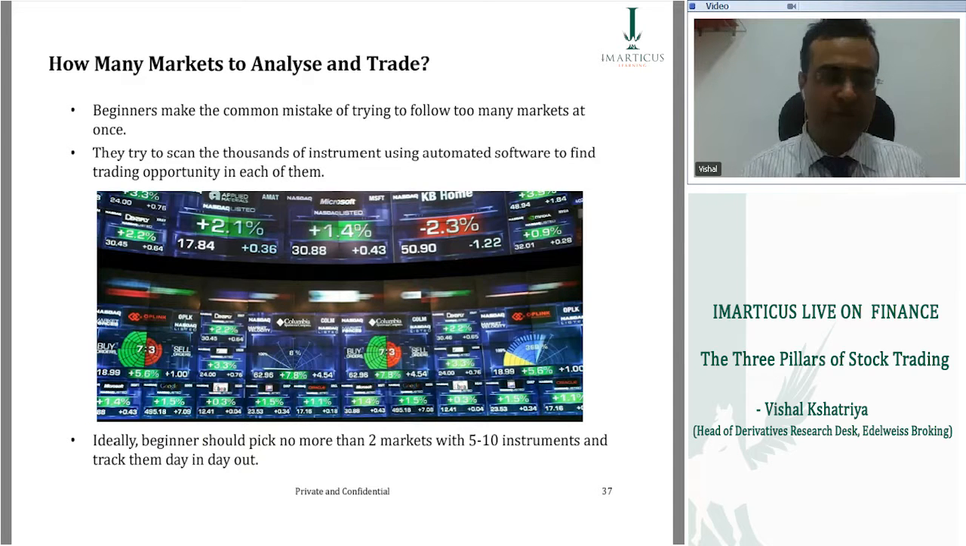This is what I was trying to convey. How many markets to follow? Beginners make the common mistake of trying to follow too many markets. Ideally, you should follow not more than 1 or 2 markets with not more than 5 to 10 instruments.